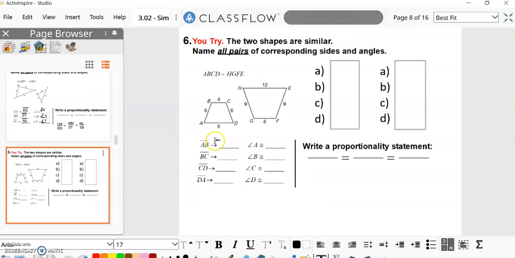So here's a Try It. You want to go through and read it. ABCD is similar to HGFE. So we would have ABCD and then HGFE. So AB is similar to HG. BC is similar to GF. CD is similar to FE. And finally, DA is similar to EH, like so.